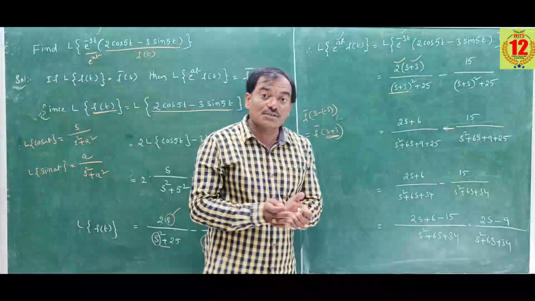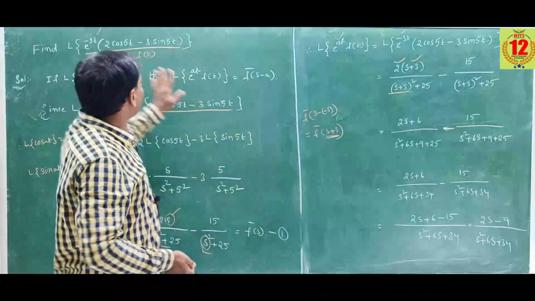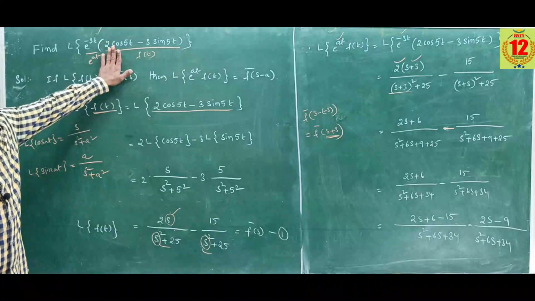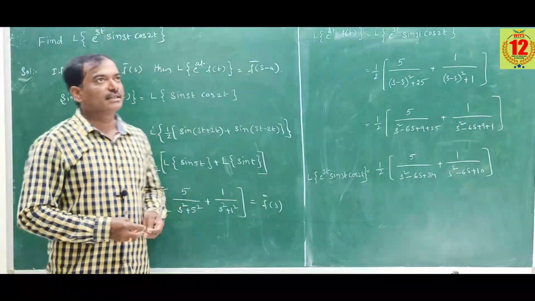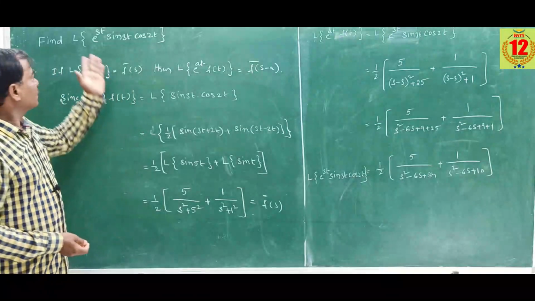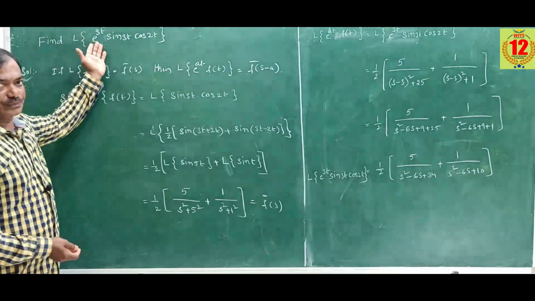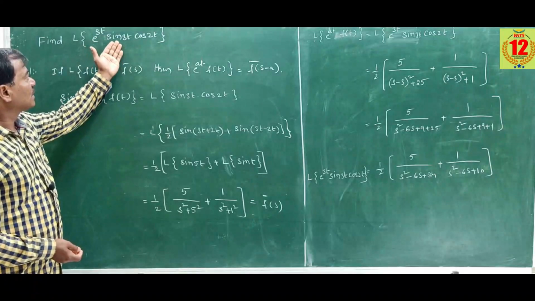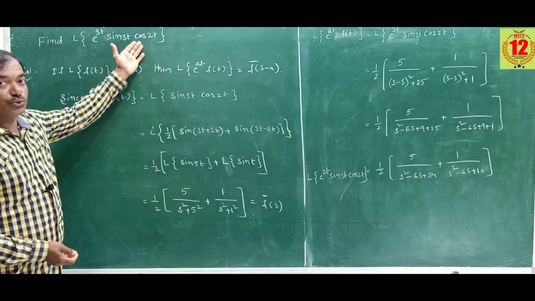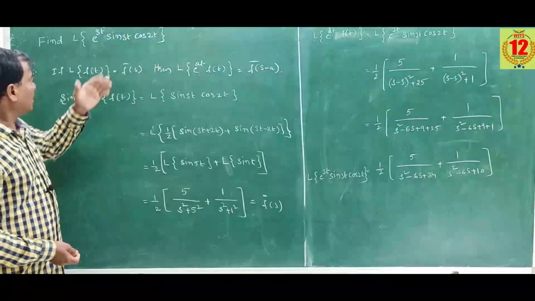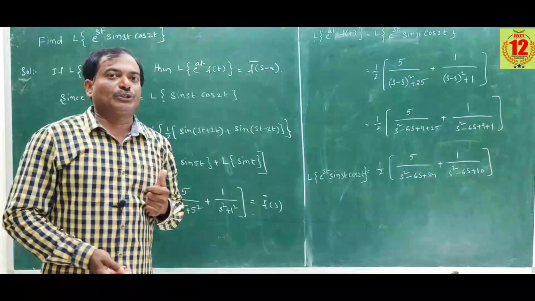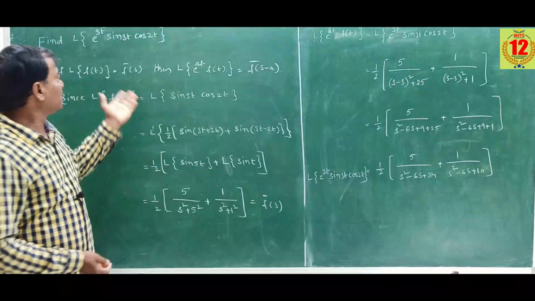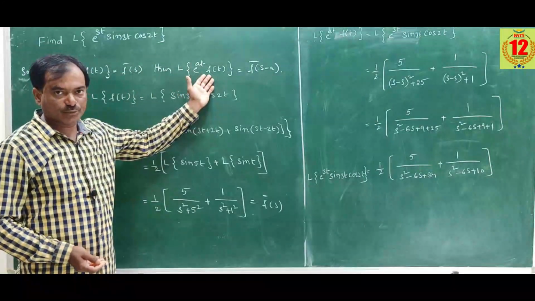So this is the process of finding Laplace transform of e power at f of t type problems. Now we shall discuss one more problem. Find the Laplace transform of e power 3t sin 3t cos 2t. So here again we apply the first shifting property. What is the first shifting property? Yes, we already wrote this first shifting property.